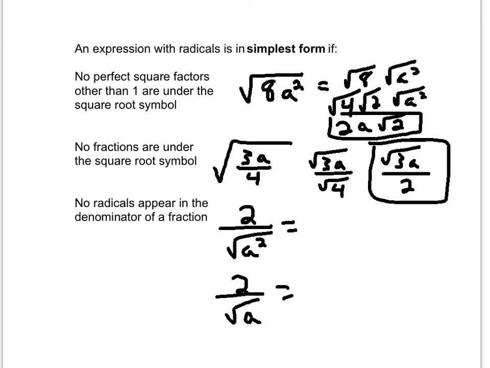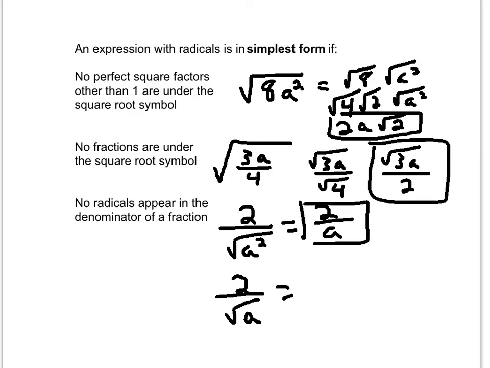I don't want to split it apart and say the square root of 3 times the square root of a. I want to keep it together if neither one can be broken down anymore. And then we can have no radicals appearing in the denominator of the fraction. So in this example, 2 over the square root of a squared, the 2 stays, and the square root of a squared is just a. Then 2 and a can't simplify, so I'm done.